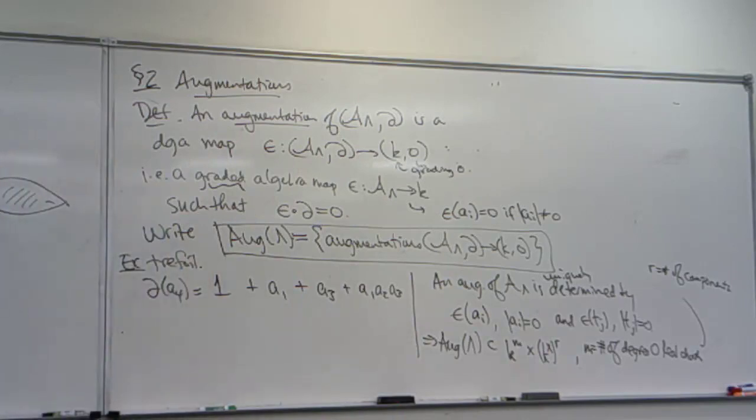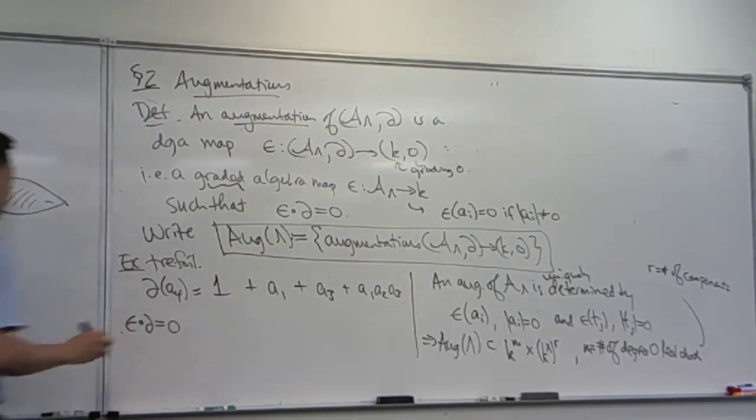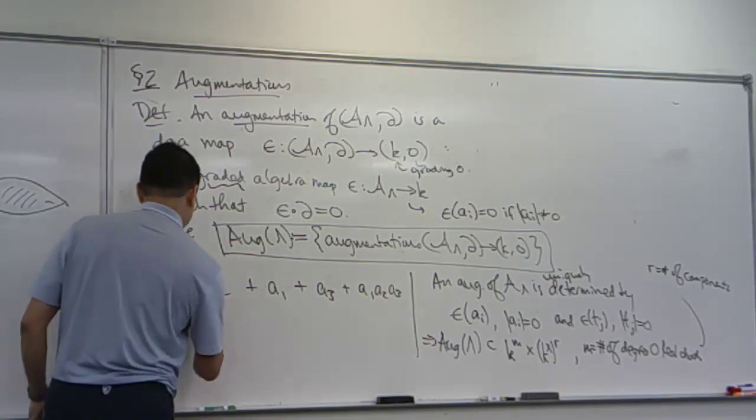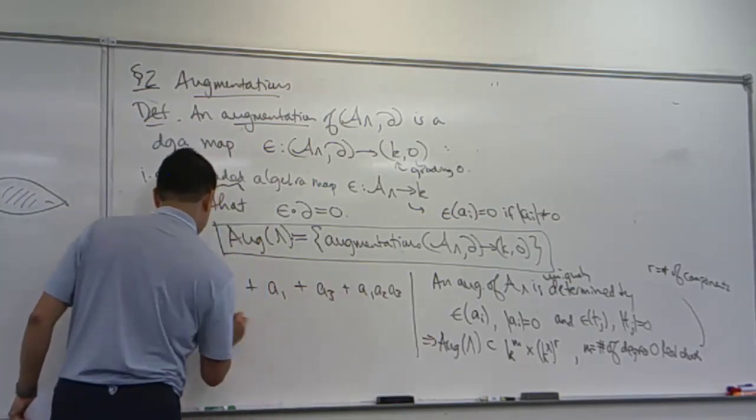So the trefoil example, so I have now erased the differential of a_5, but the differential of a_4 is the one that matters. So if we have an augmentation, that means that if I plug in a_4 into this, I better get 0. And so what this tells us is that epsilon of this thing has to be 0.